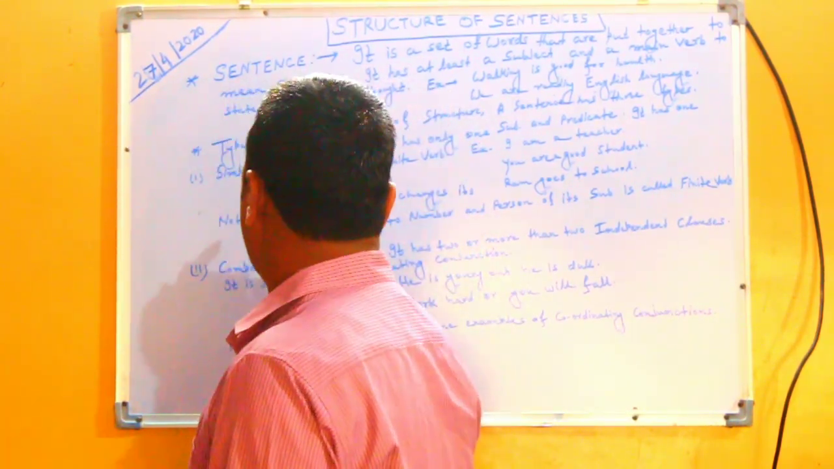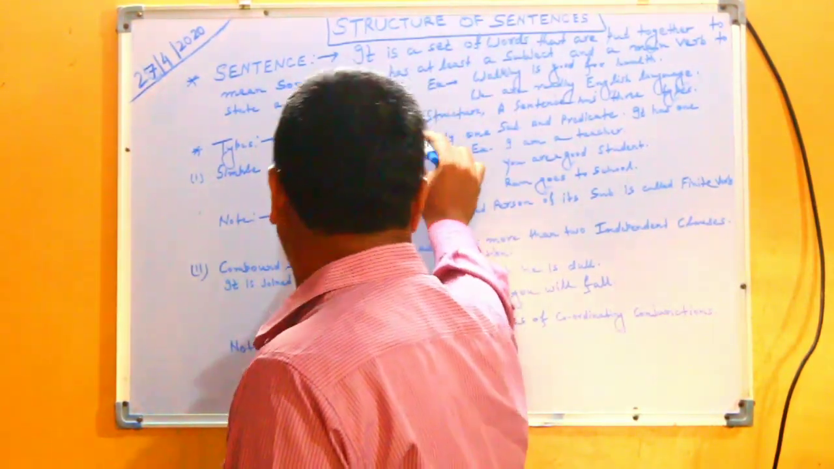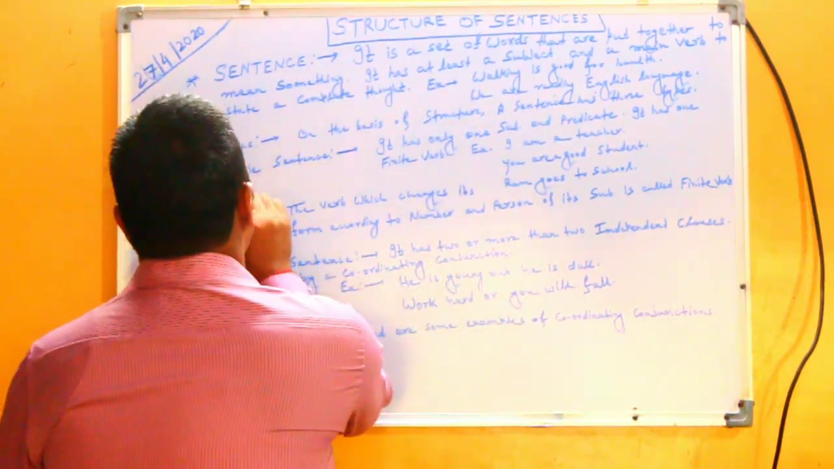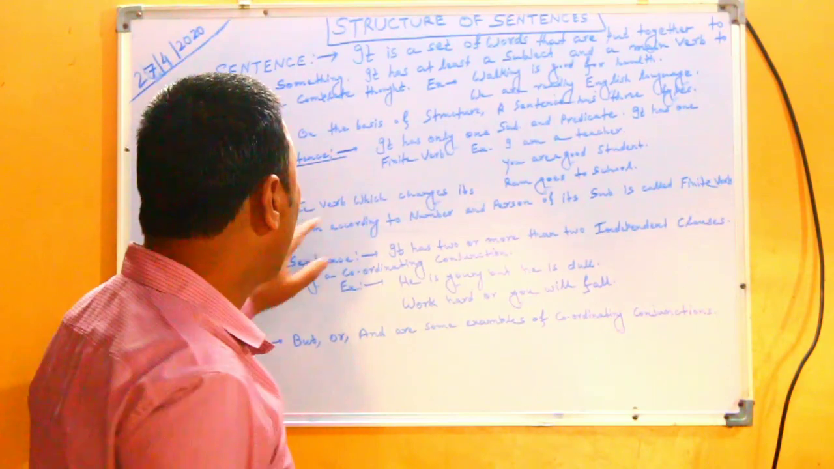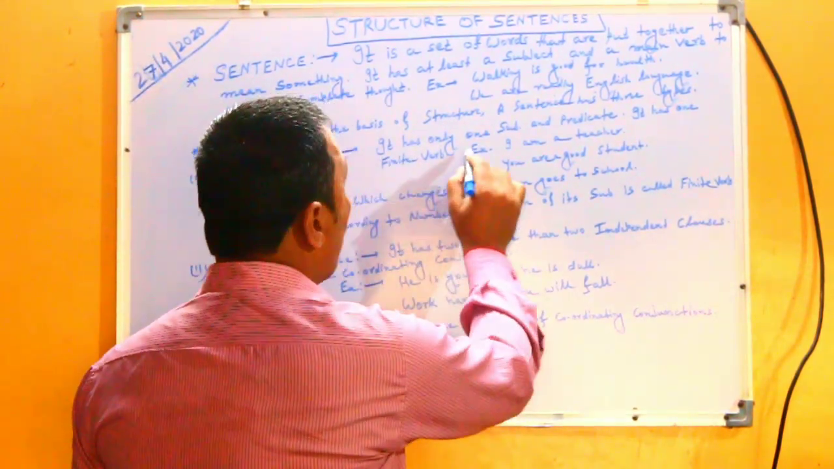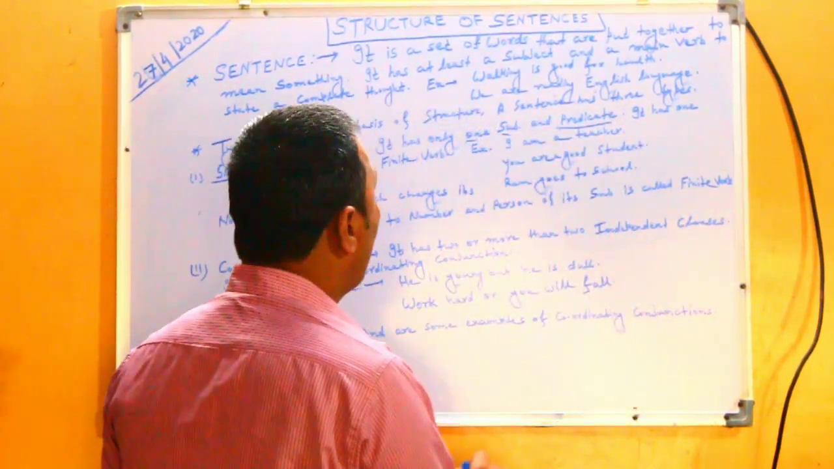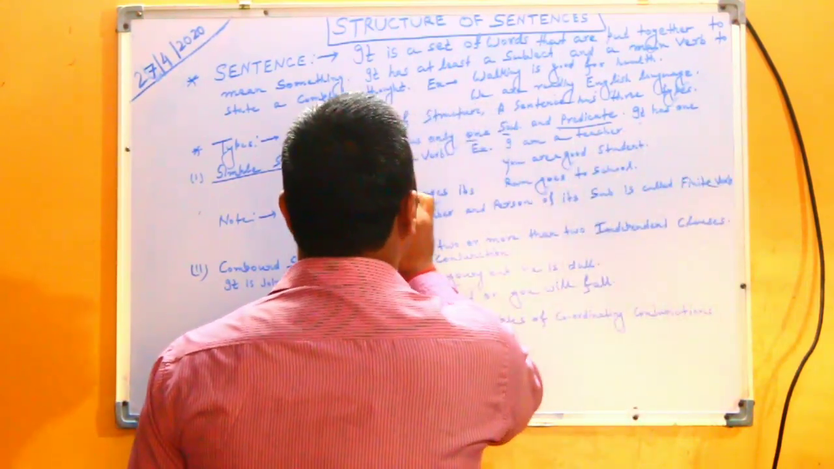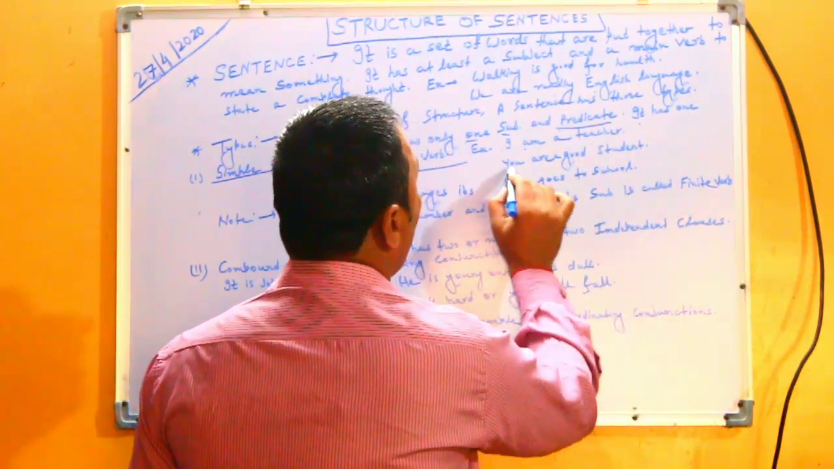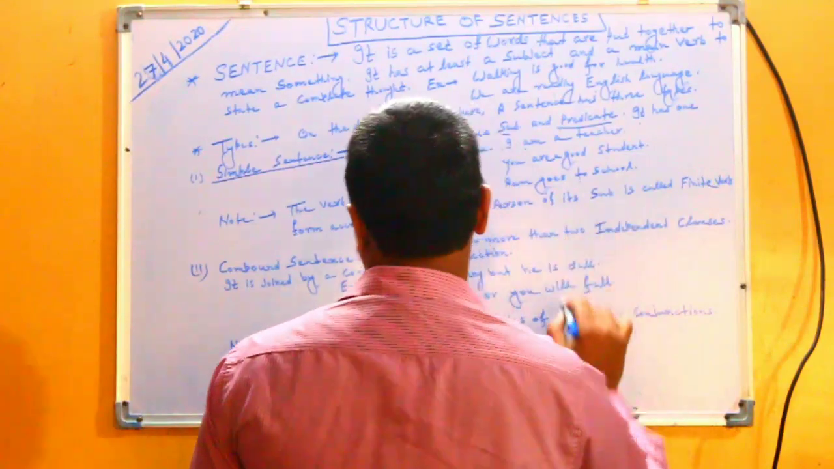After the definition of sentence, we will move to the types of sentence. So, on the basis of structure, a sentence has three types. First one is simple sentence. Simple sentence means a kind of sentence that has one subject and one predicate. Sometimes it has only one finite verb. For example, I am a teacher, or you are a good student, or Ram goes to school.